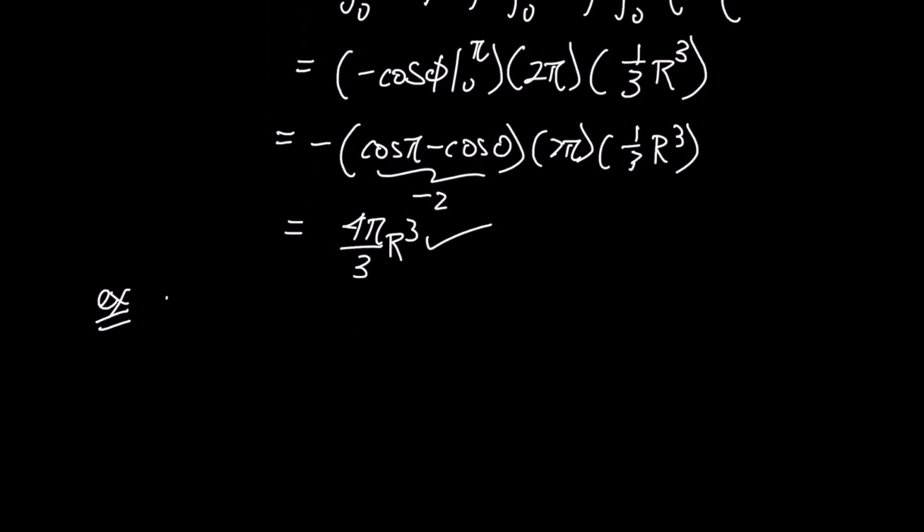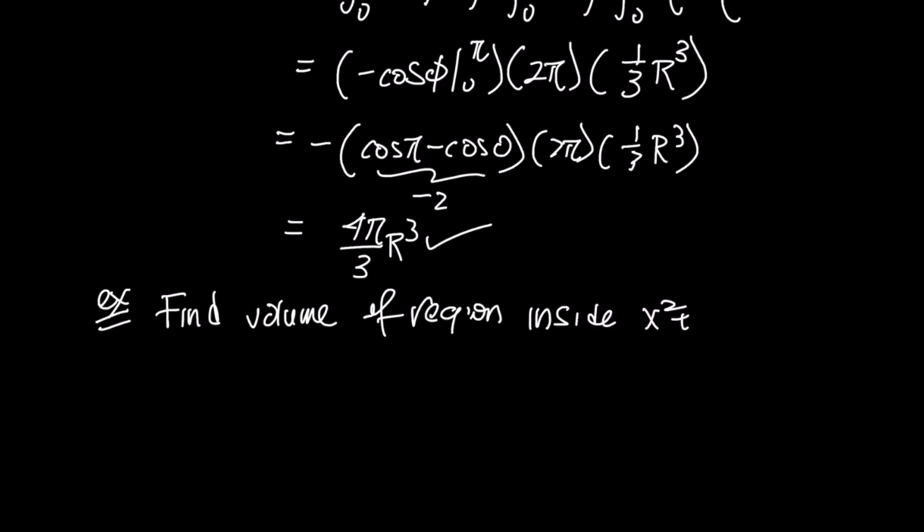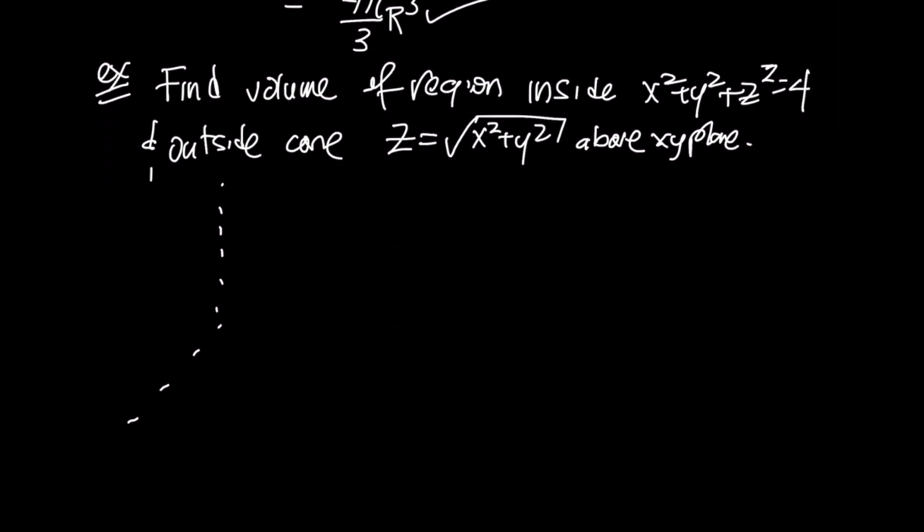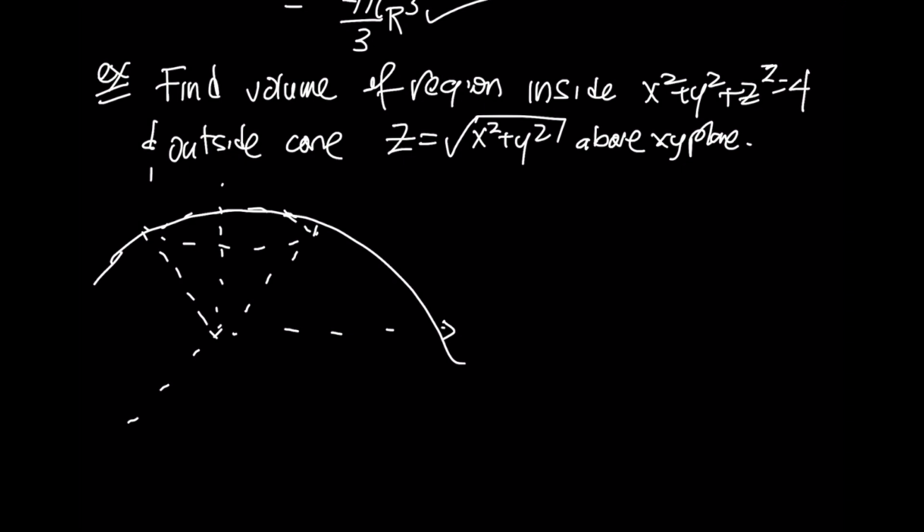Very often, triple integrals are used just to evaluate volumes. As another example, let's find the volume of the region that's inside the sphere x squared plus y squared plus z squared is 4, and also outside of the cone z equals the square root of x squared plus y squared, above the xy plane. So the cone that we've got here has this type of shape, and then the sphere sits on top of it, above this xy plane.